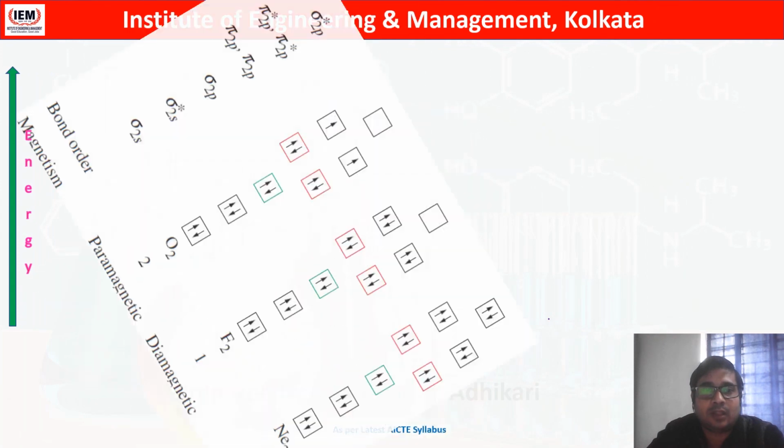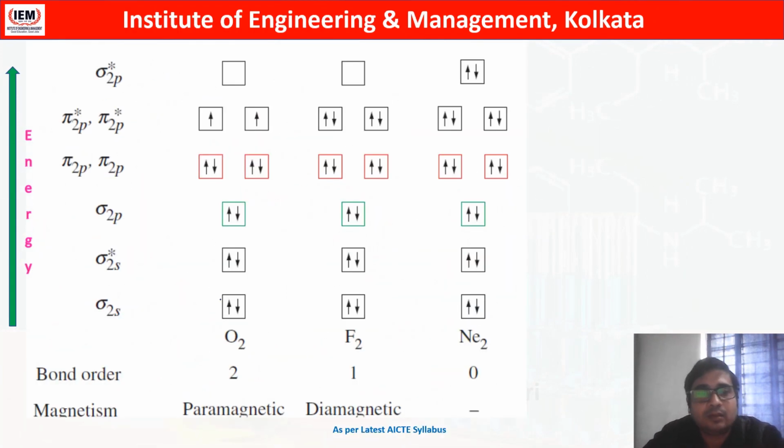Now if we look at other molecules like oxygen, again you can put the electrons and you can draw this diagram very easily now. So in case of oxygen, the number of bonding electrons, you can see that it is 6, antibonding 2. So if you calculate the bond order for oxygen, 6 minus 2 by 2, it will give you bond order 2.